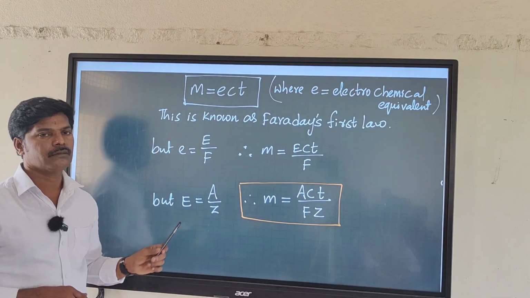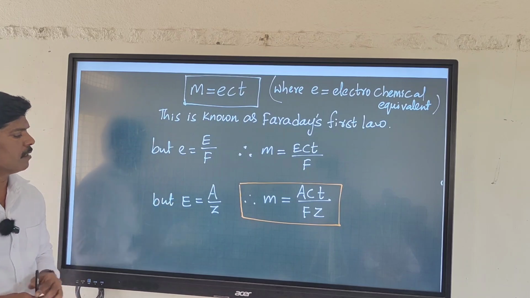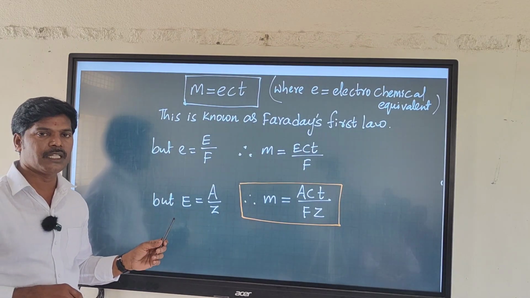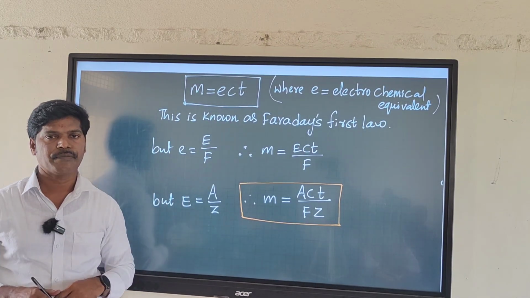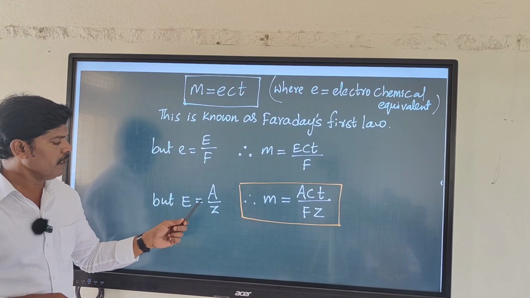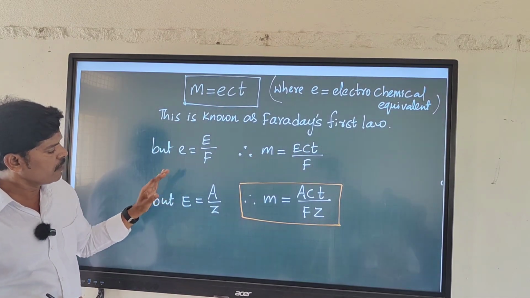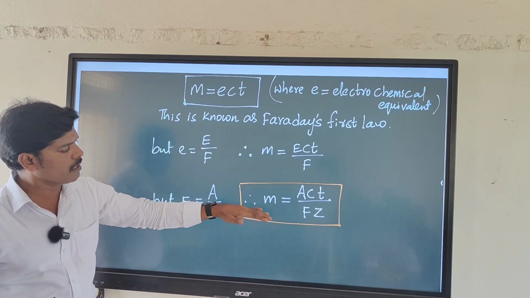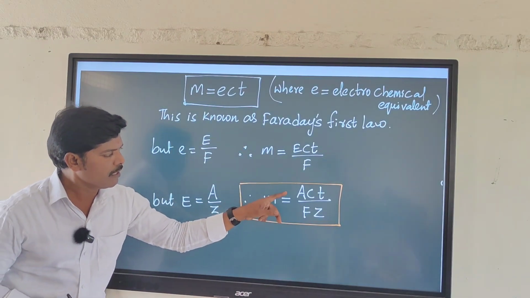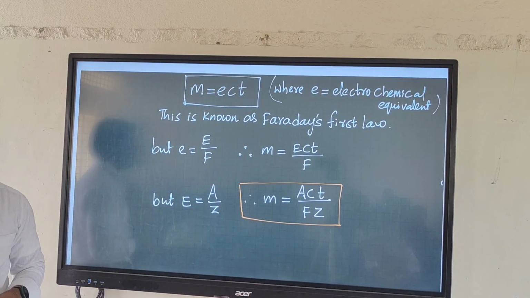But E is the equivalent weight. The equivalent weight of any atom is equal to atomic weight by valency. Here A is atomic weight, Z is valency. If you substitute E is equal to A by Z in the above equation, we get another form. M is equal to ACt by FZ.